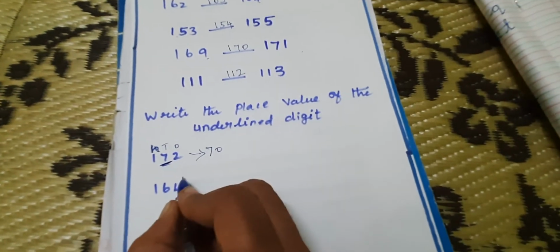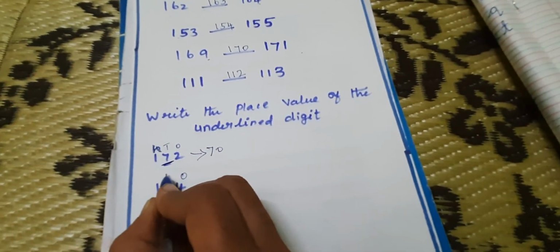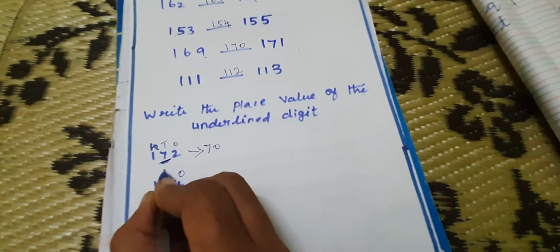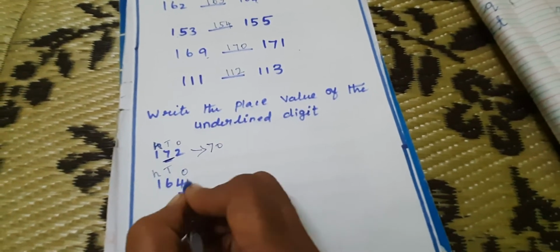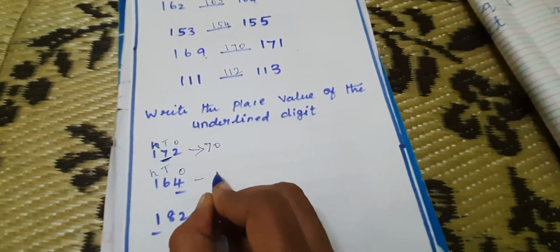164. 4 is the ones place, then tens place, hundreds place. 4 ones.